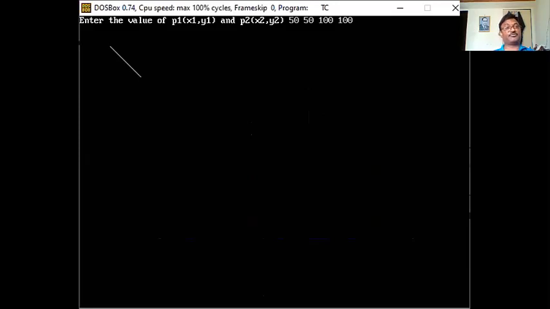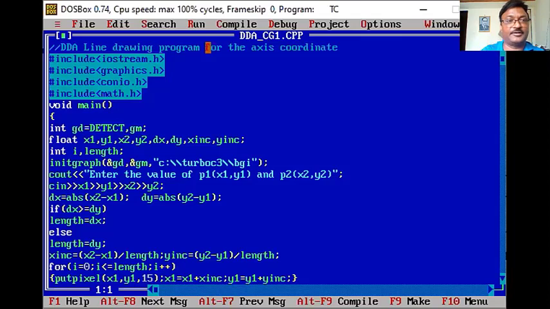I am not using any inbuilt function here, just the inbuilt function putpixel. But that should draw the line. Okay. So the slope of this line is 1. Suppose I need the slope of the line to be less than 1 or greater than 1. Then you have to vary the coordinates.